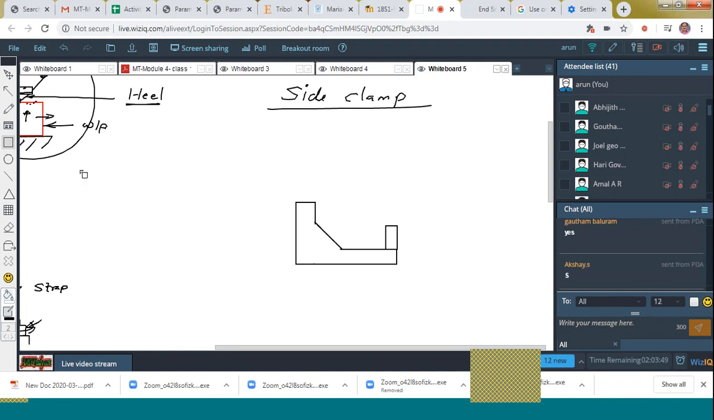Here is another thing, and it is kept like here also like this. So this is the figure, and workpiece is kept over here like this. This is the workpiece, and the clamp is going to be placed.